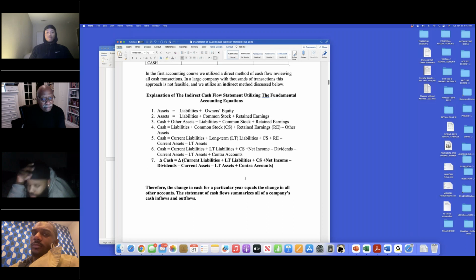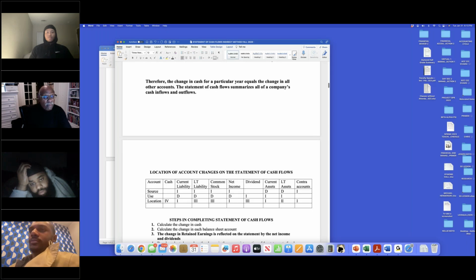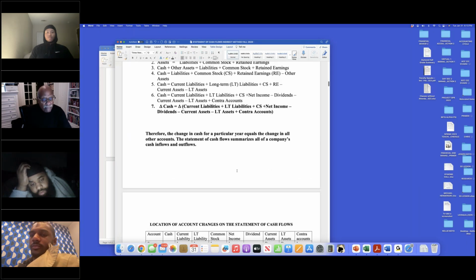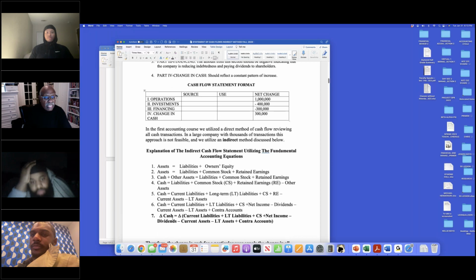Now, before we look at an example, there are 4 parts to the statement of cash flow: operation, investing, financing, and the change in cash. And so for all of these items, we have to determine where they go. That is the cash. That's in Roman numeral 4. Now we got to see where these other items go to come up with sources and uses of cash. So we're just looking at where they're going to go right now. We'll go from there further.